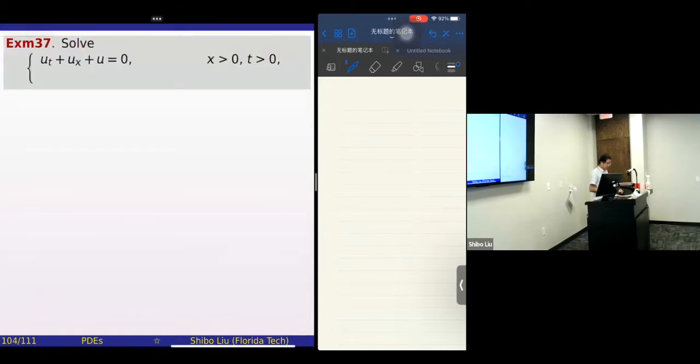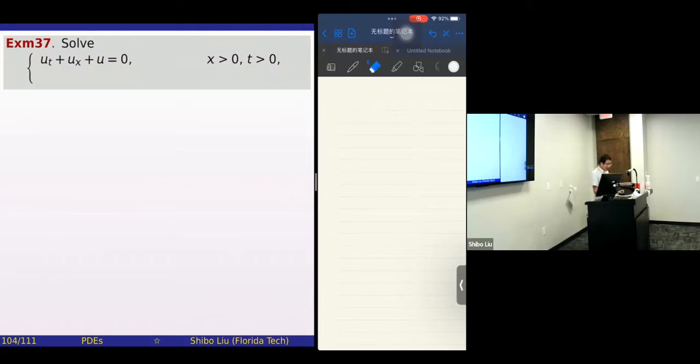Now we study this PDE problem. So this is a first order linear PDE, homogeneous. Now, as we know, the PDE alone could not say anything. You need to impose some side conditions. Maybe initial condition, maybe boundary condition, okay?